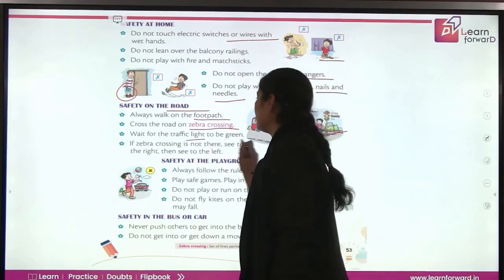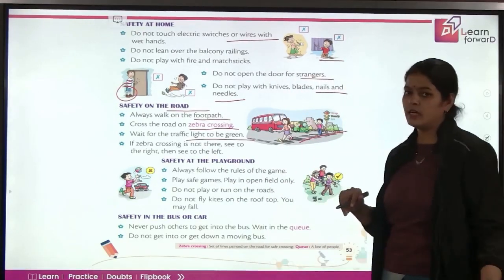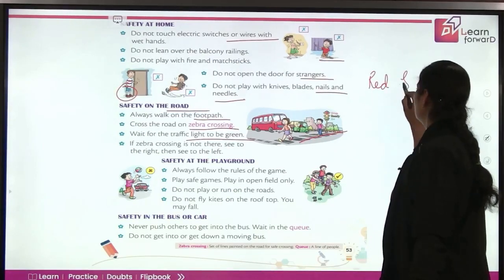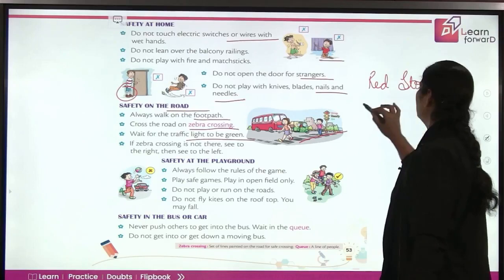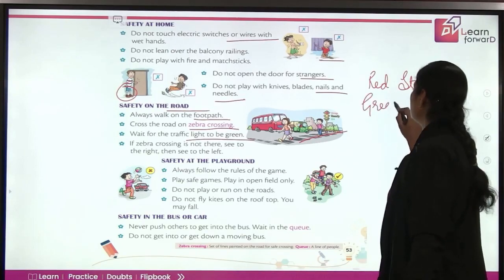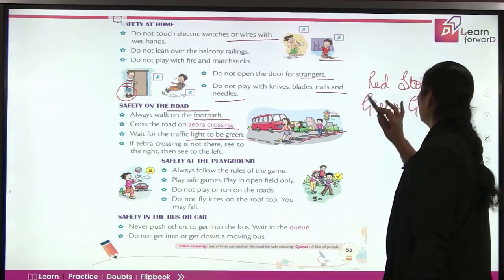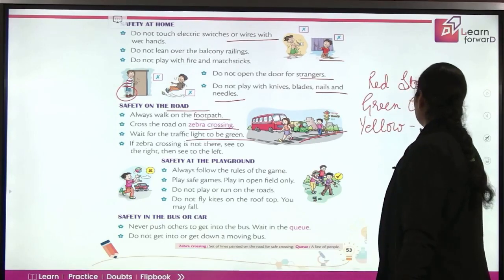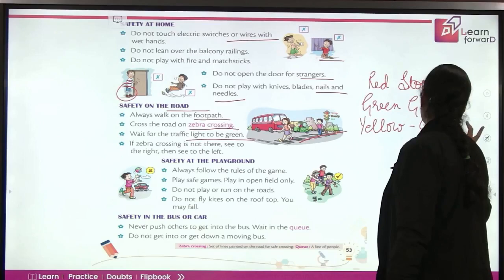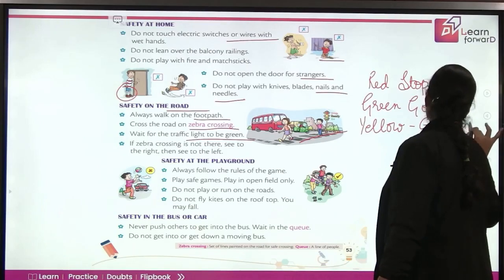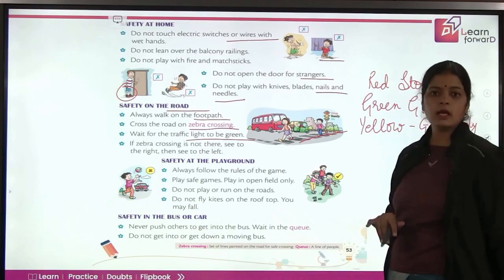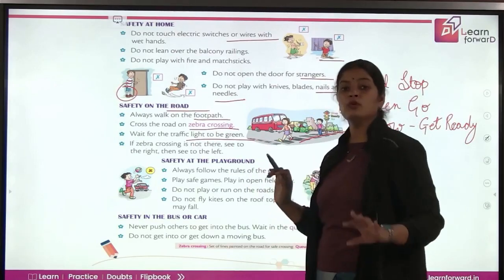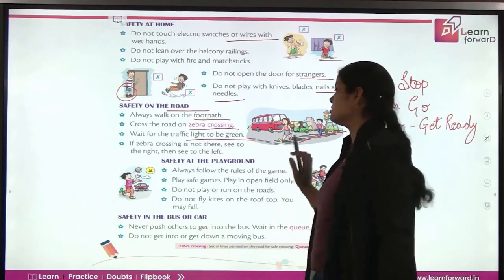Wait for the traffic light to be green. Now, traffic lights, you know: red means stop. Green means go, start moving, and yellow means get ready to move. You can start your bikes, you can start the engine of your cars. Get ready. So you need to follow it. If the light is red, you have to wait till it becomes green.